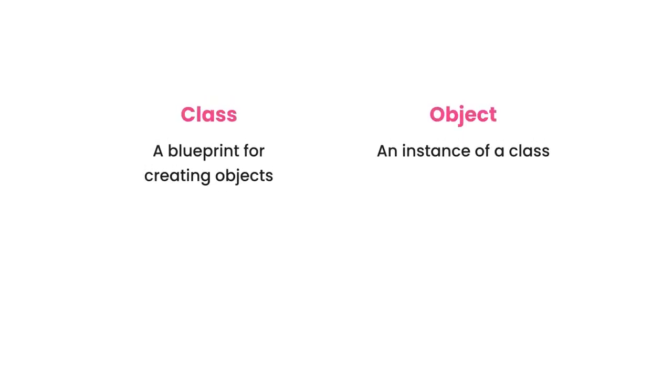Let's start this section by taking a closer look at classes and objects. First, let me clarify something. The words classes and objects are often used interchangeably, but they're fundamentally different. A class is a blueprint or a template for creating objects.